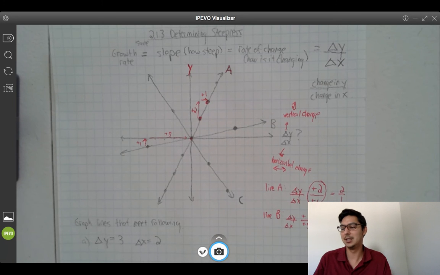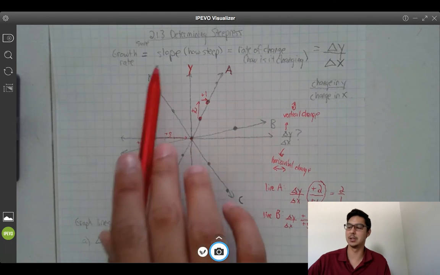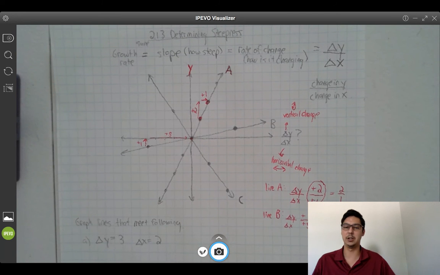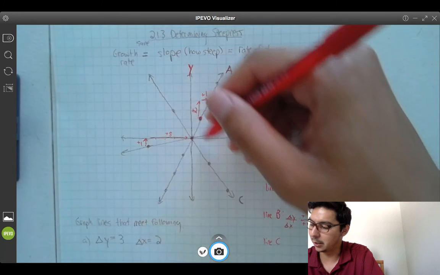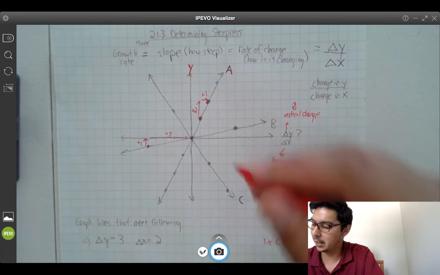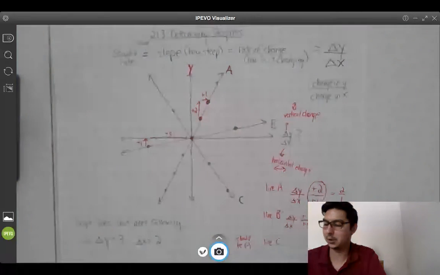But this is basically saying the same thing in a simpler format: line A is going up 2 every 1, line B is going up 1 every 5, right? So the change in y over change in x, which also means the slope or its rate of change. And then the last one, line C, notice that line C is going down. So if it's going down, it should be negative because it's going down. Okay.